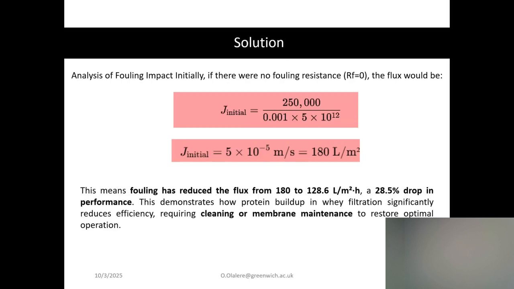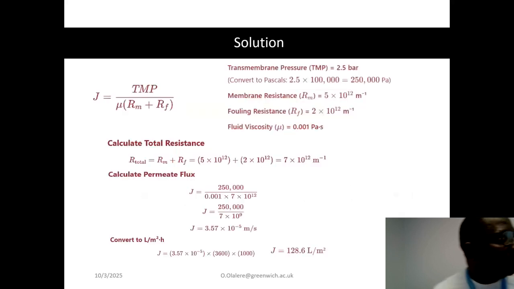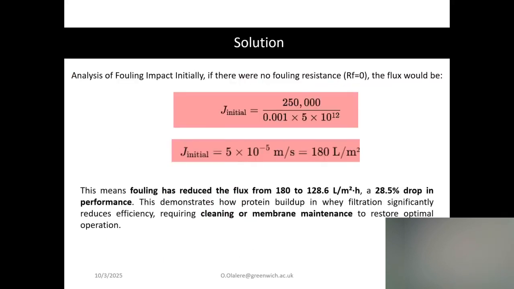Without resistance it is 180 liter per meter squared. It means 180 liters will pass through the membrane per meter squared without fouling. But you remember the one we calculated before with fouling? We got it to be 128. It means when you subtract 128 from 180, fouling has reduced the flux from 180 to 128.5. So about a 28.5% drop in the performance. Do you understand now? Yes. Expect something like this.